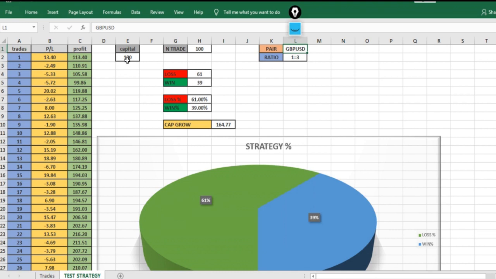And you see here is the percentage losing in 100, because out of 100 trades you're losing 61 trades and you win 39 trades. In British pound US dollar, the ratio is always 1 to 3. I'll show it to you. A number by 3. And the capital growth is 164.